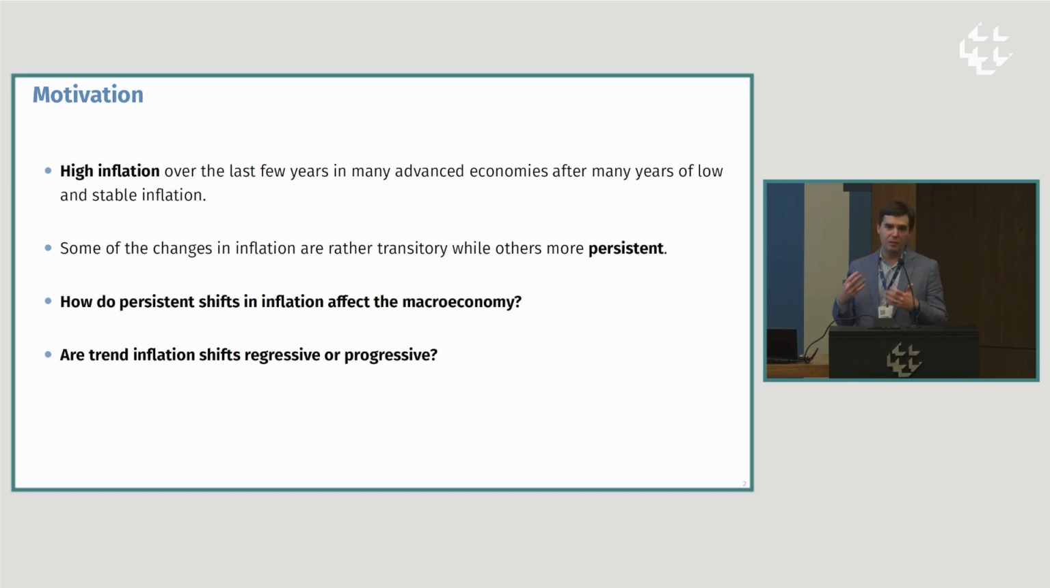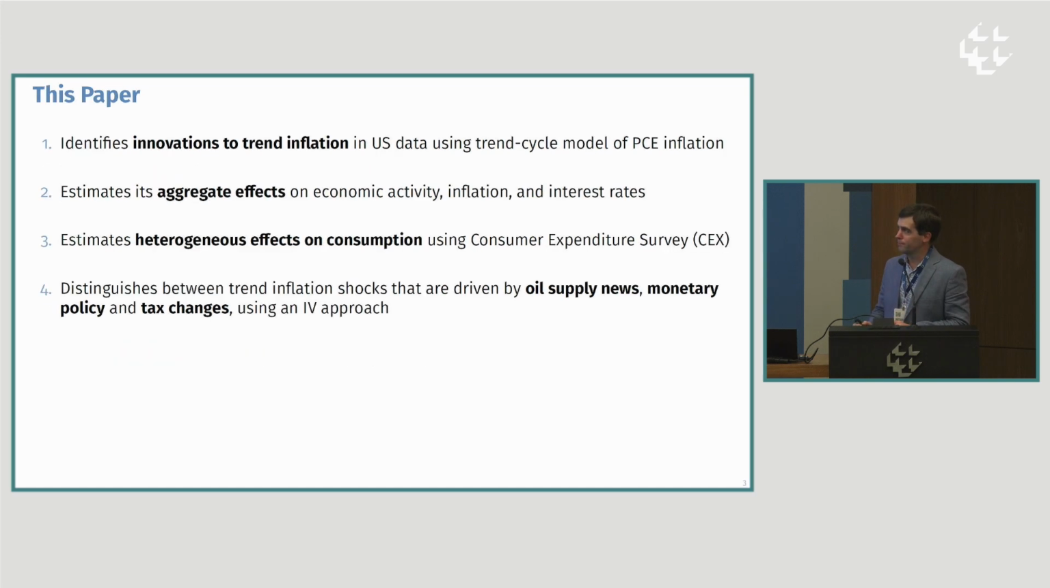And are these shifts in trend inflation, the ones that are persistent, what effects can they have on different groups of households, and in particular are they regressive or progressive, in the sense that they benefit more those with higher income or lower income, in their consumption decisions? It is complementary to what Gianluca was presenting yesterday. Here we are not focusing on every shift in inflation, but on shifts in inflation that are more persistent. We are going to look into trend inflation, the component of inflation that is more permanent, and we are going to use historical data to estimate the effects of this type of shock.